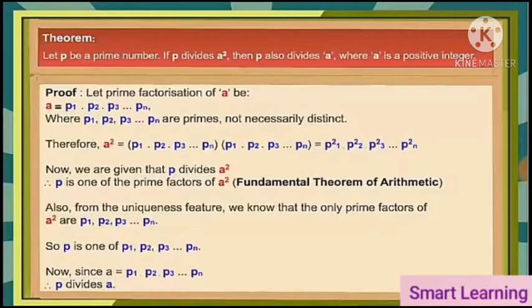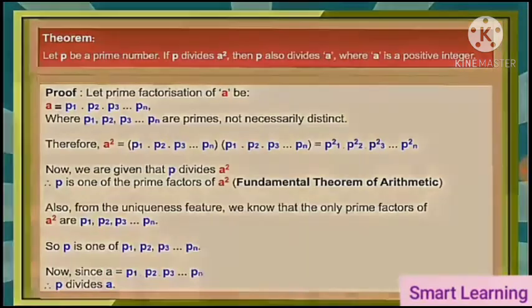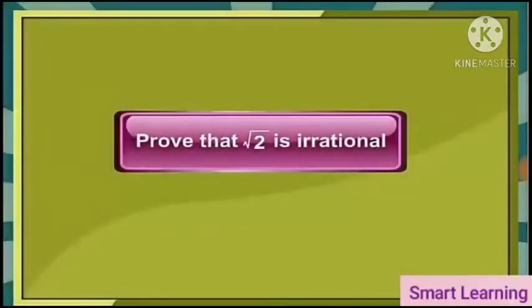However, using the uniqueness part of the fundamental theorem of arithmetic, we know that the only prime factors of a square are p1, p2, p3 up to pn. So p must be one of p1, p2, p3 up to pn. Now, since a is equal to p1 into p2 into p3 till pn, therefore p also divides a. Using the above theorem, we are now ready to prove that square root of 2 is irrational.